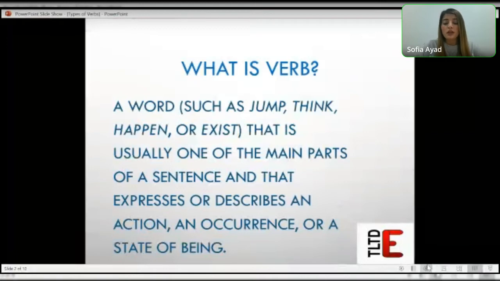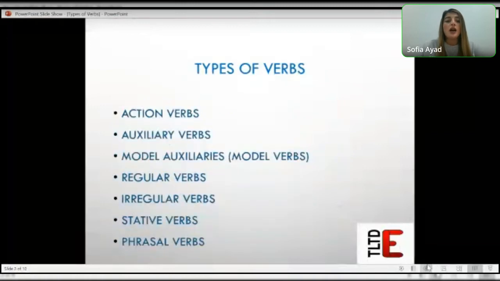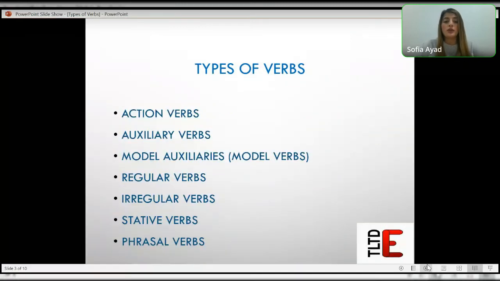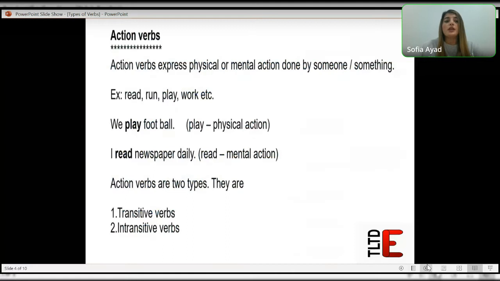We have several types of verbs such as action verbs, auxiliary verbs, modal auxiliaries, modal verbs, regular verbs, irregular verbs, stative verbs, and phrasal verbs. We will start by explaining action verbs. Action verbs. Action verbs express physical or mental action done by someone or something.